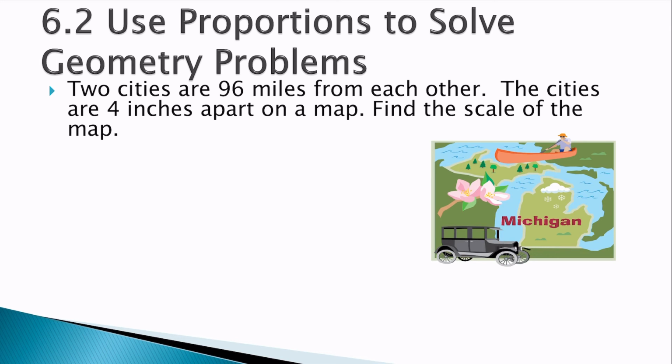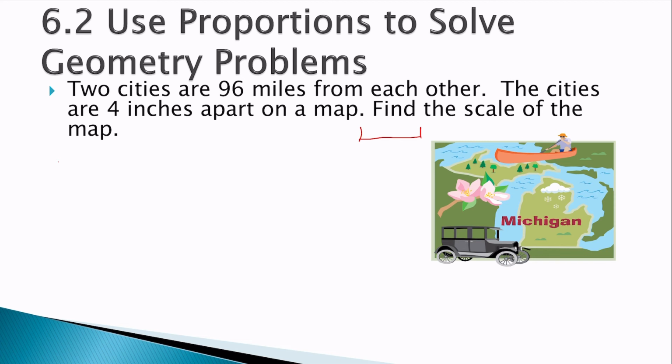Two cities are 96 miles from each other. The cities are 4 inches apart on a map. Find the scale of the map. So you know a map usually just has this little thing and it tells you something like 1 inch equals 5 miles or whatever. We're going to find that scale.